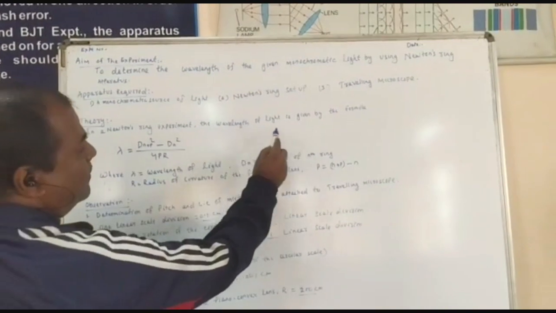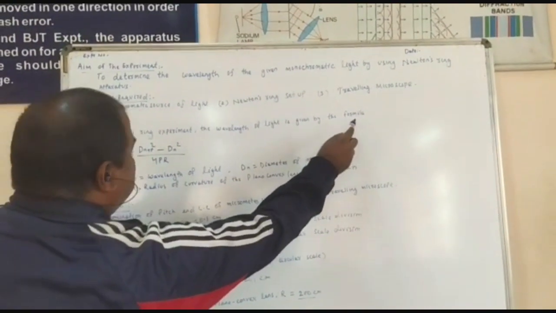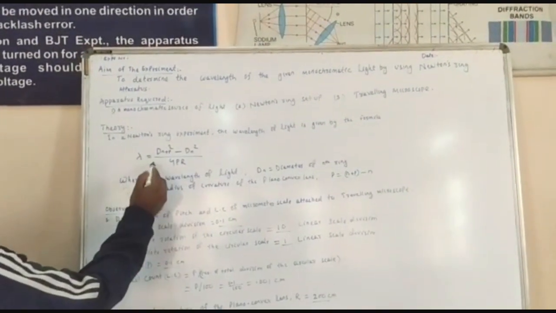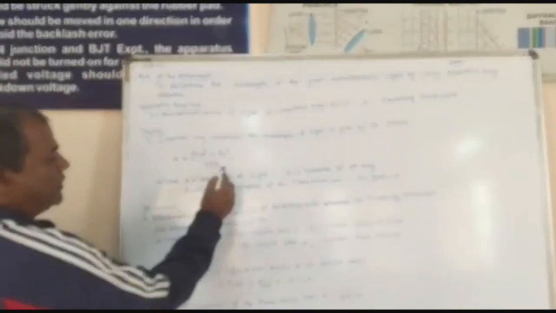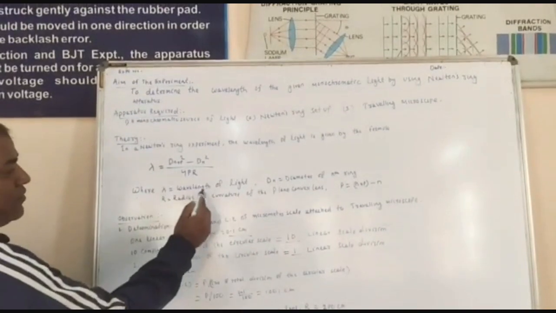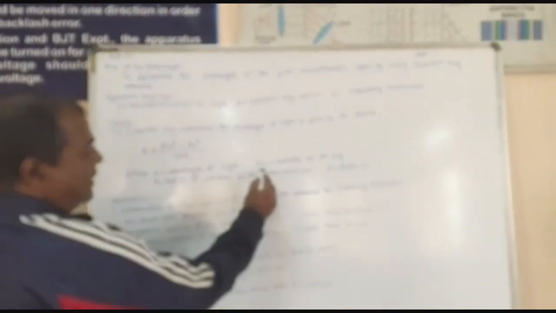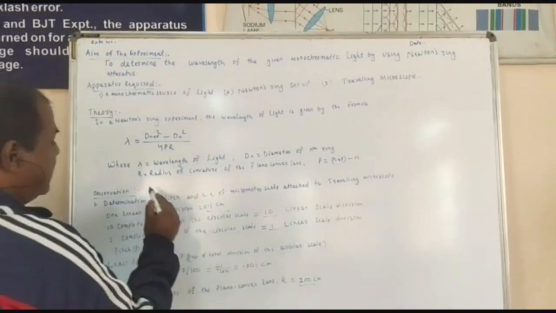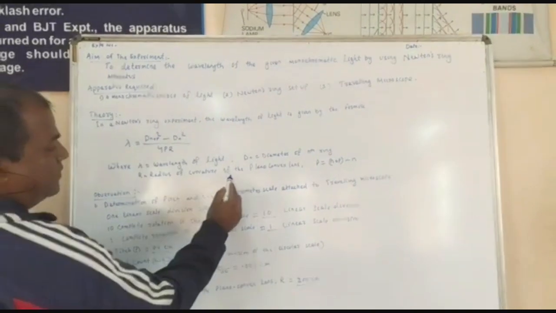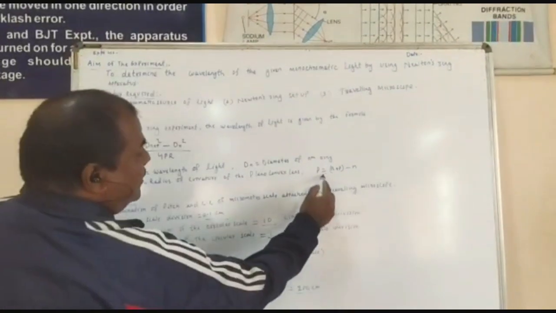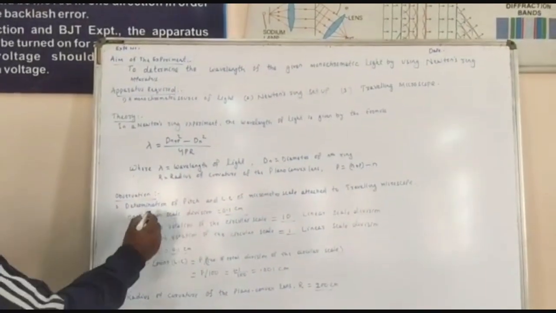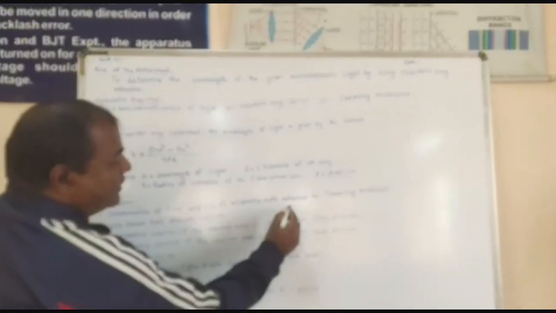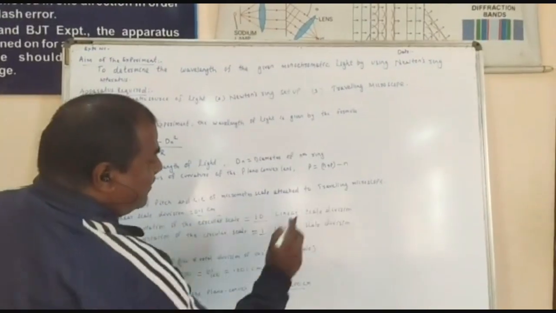Then theory. In a Newton's ring experiment, the wavelength of light is given by the formula lambda is equal to Dn plus p square minus Dn square divided by 4pR, where lambda is the wavelength of light, Dn is the diameter of the nth ring, R is the radius of curvature of the plano convex lens, and p is n plus p minus n.